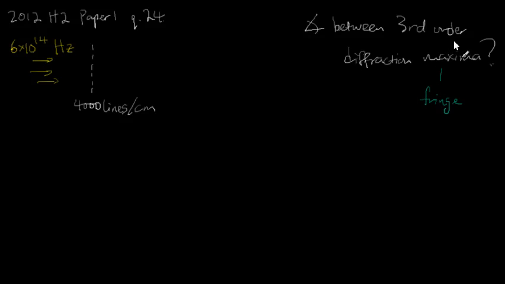Now, angle between third order diffraction maxima. Maxima is the plural of maximum. So that means we're talking about third order fringes. Right, so it's not just one fringe that we're talking about. We're talking about more than one fringe. What do we mean by more than one third order fringe? What that means is that there would be, let's see, our central fringe, and maybe first order fringe.